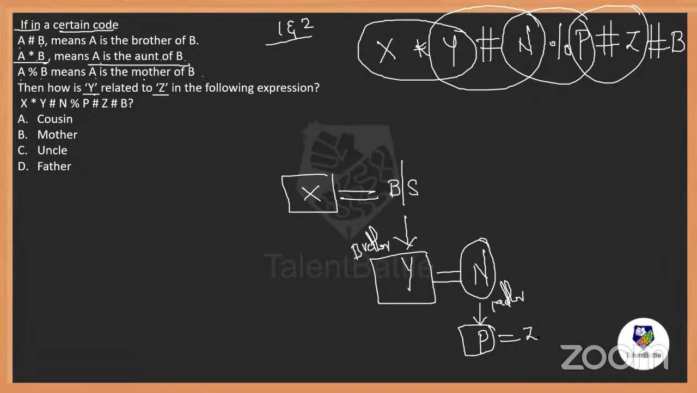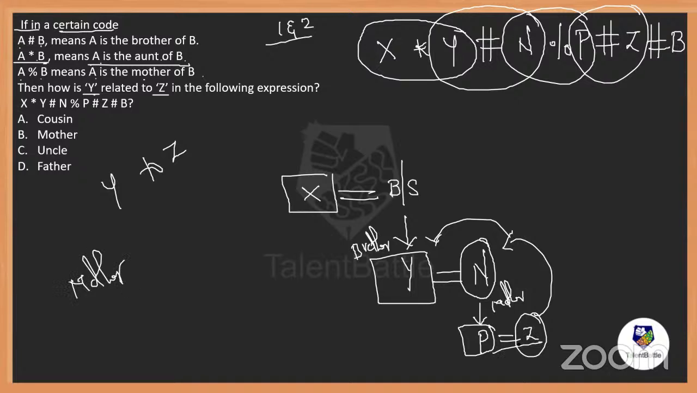Now, actually, we can stop here. There is no need for us to continue because we want the connection between Y and Z itself. So, how are they connected? Z's mother's brother is Y. Z's mother is N, since P is the brother of Z, so for him also the mother will be N itself. So the mother is N and the mother's brother is Y. What is a mother's brother called? Uncle. Option C, uncle.